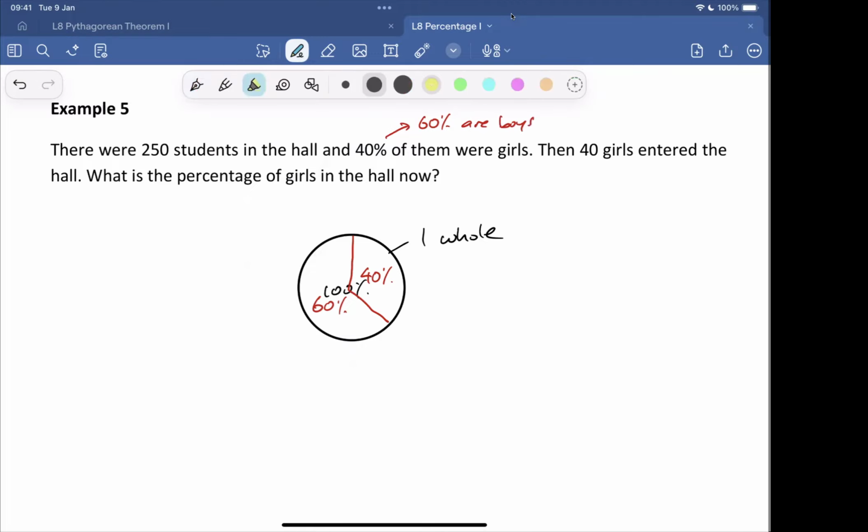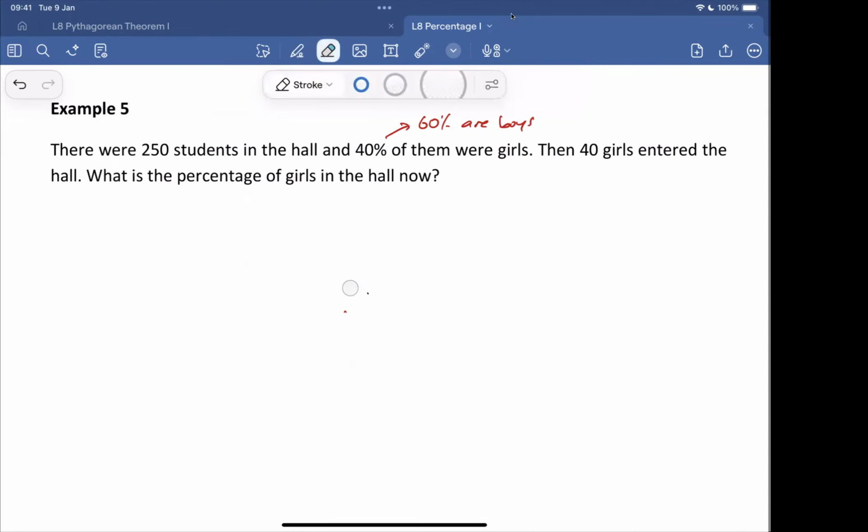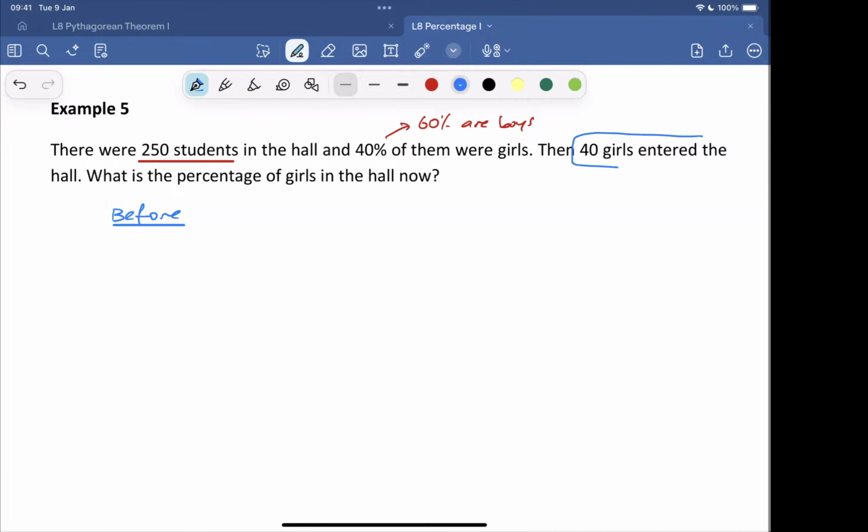Well done. So now we know that there are 250 students altogether, right? Let's find the number of girls before. Because you know that later on, some girls will enter. So before they enter, I want to know how many girls are there. So what working should I do?